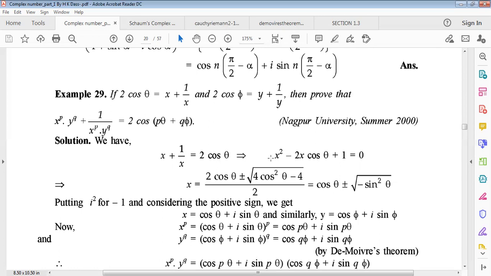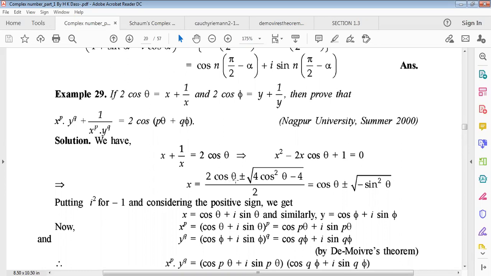So for that quadratic equation, we can write x equals minus b plus minus square root of b square minus 4ac divided by twice a. Here a is 1, the coefficient of x square. B is the coefficient of x, so minus 2 cos theta equals b. And c is the constant term, c equals 1 here.